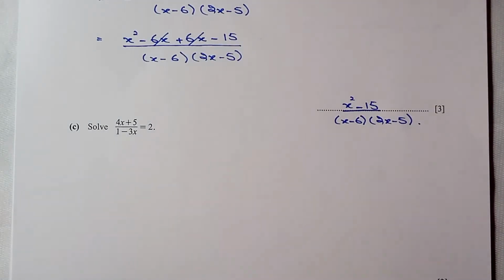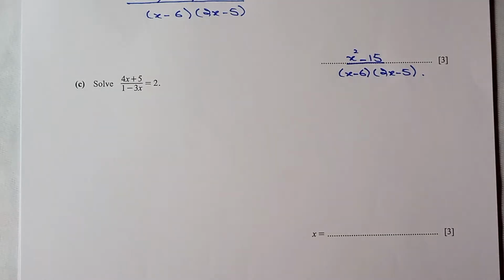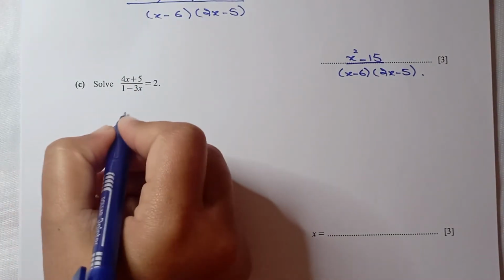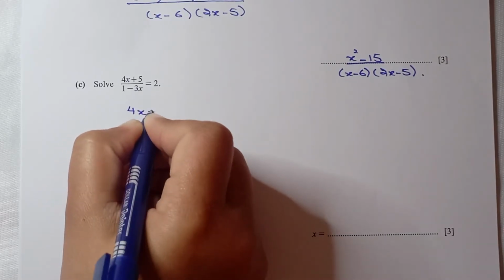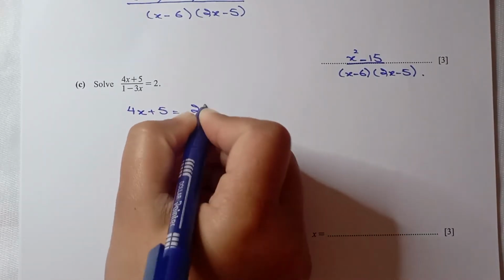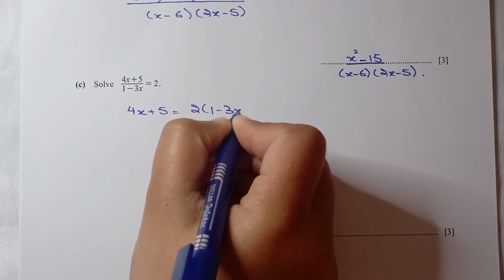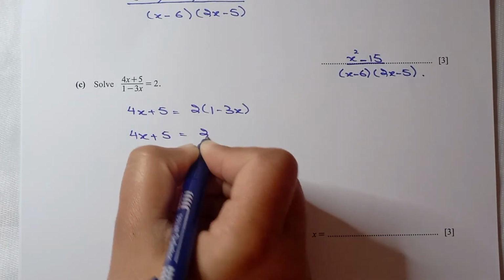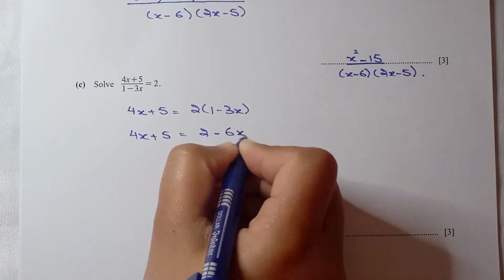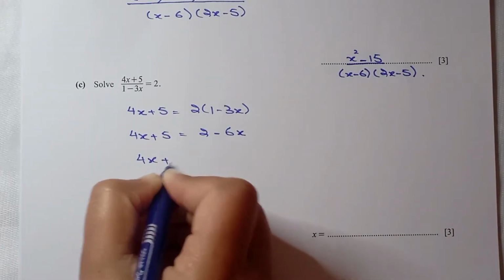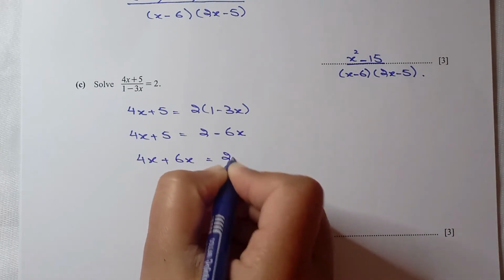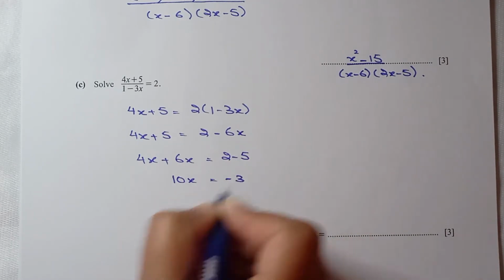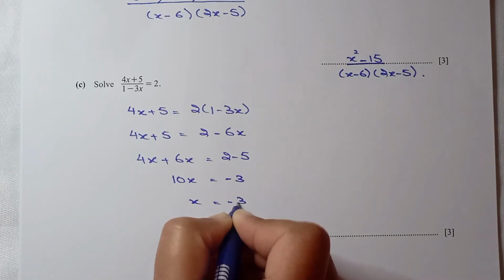Now for part C, we need to solve this equation and find the value for x. So let's do a cross multiplication. 4x plus 5 would be equal to 2 times 1 minus 3x. 4x plus 5, 2 times 1 is 2, 2 times 3 would be 6x. 4x plus 6x, this would be 2 minus 5. 10x is equal to -3 and x would be equal to -3 by 10.